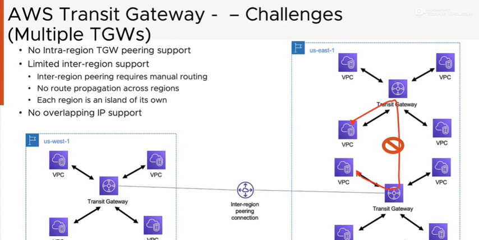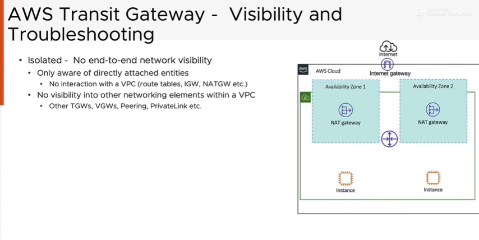If we take a look at the transit gateway visibility and troubleshooting, it's actually pretty isolated. There's no end-to-end network visibility. It's only aware of its direct attached entities. So it's not aware of the interaction within a VPC, the route tables, the internet gateways, any NAT gateways that may or may not exist.